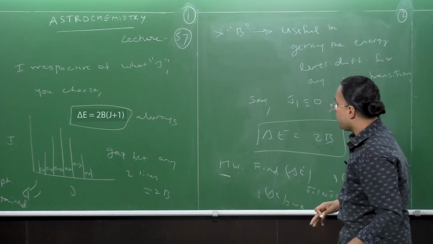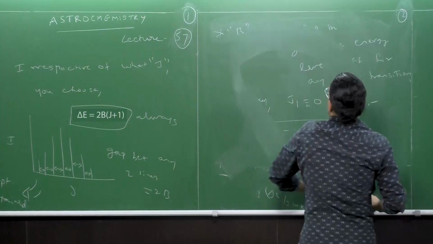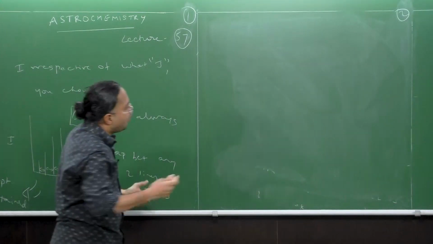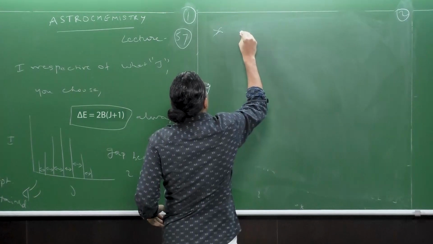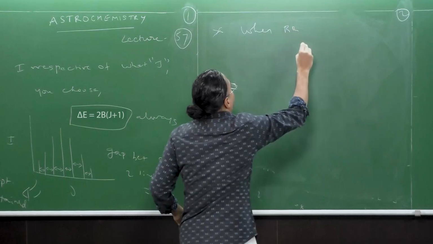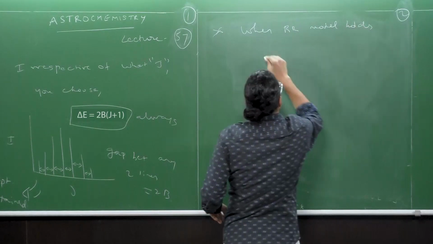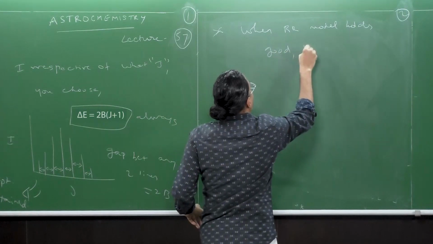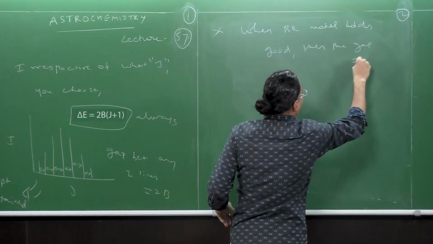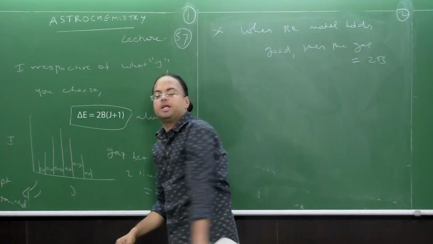Now, the gap between any two lines is given by 2B. But notice that this gap is 2B only when the rigid rotor model holds good. When the rigid rotor model holds good, then the gap is exactly equal to 2B. What gap am I talking about? The gap between any two spectral lines obtained in an experiment.